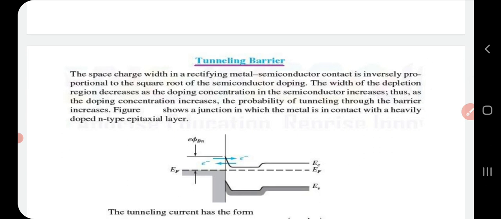We know that the depletion region width, or the space charge width, in a metal semiconductor contact or ohmic contact is inversely proportional to the square root of semiconductor doping. Now, as we already studied, the width of the depletion region decreases as doping increases. As doping concentration increases, the chances of tunneling, that is crossing through the barrier, also increase.